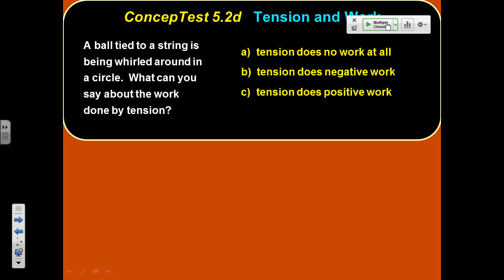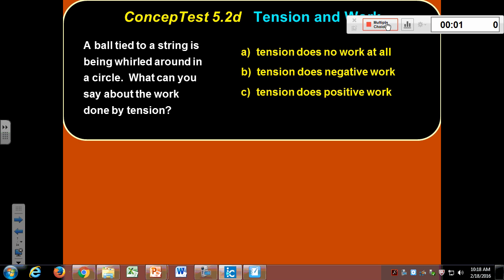A ball is tied to a string, is being whirled around in a circle. What can you say about the work being done by tension? You might not know this right off, but think about it for a second. I'll lead you into the answer in just a bit. Think about the tension. What kind of work does it do? Think about the displacement of the ball, and then think about the direction of the tension. And then that should tell you the idea. If they're in the same direction, it's positive; opposite directions, negative; perpendicular, zero. What is true about the tension in the string and the displacement of the ball for this scenario?